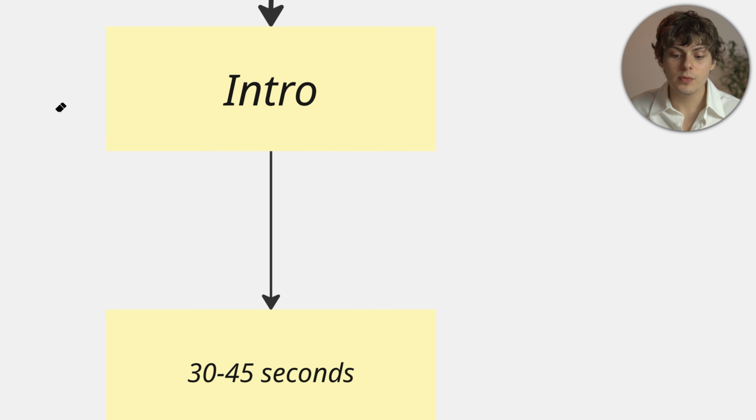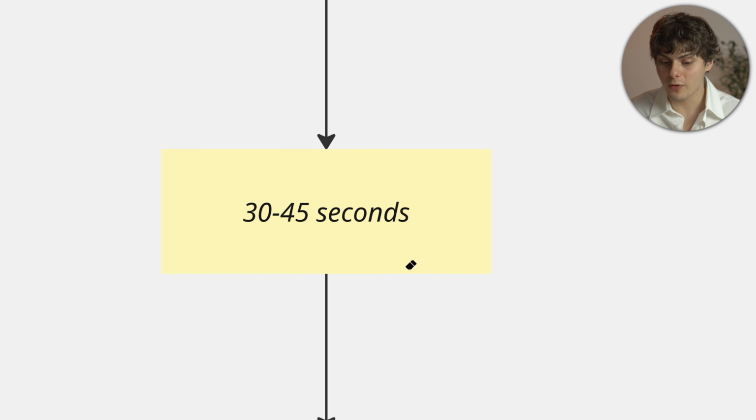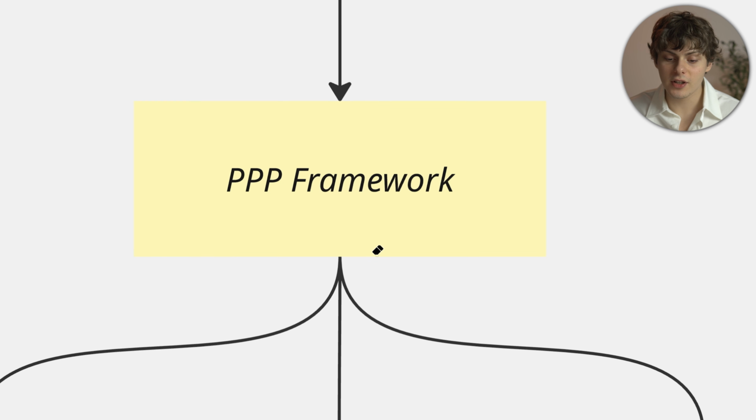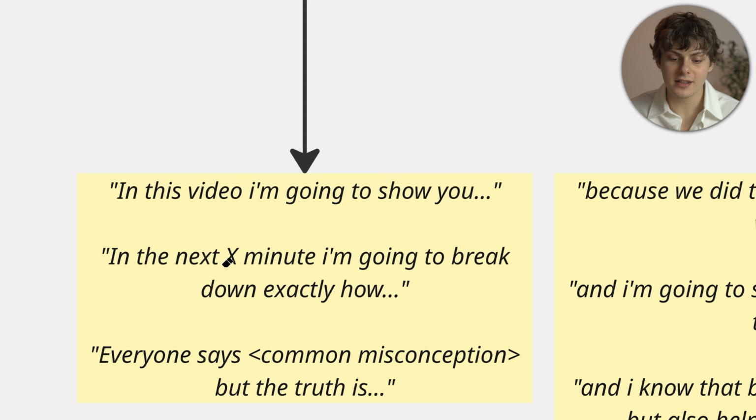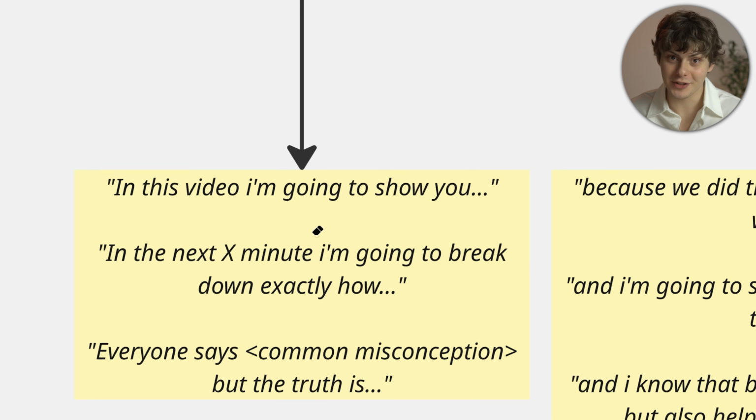First, the intro. It shouldn't be any more than 1 minute. The sweet spot is around 30 to 45 seconds. And it uses the 3P framework. Promise, proof, plan. When it comes to the promise, it's going to be sentences like, in this video, I'm going to show you how to create great VSLs.